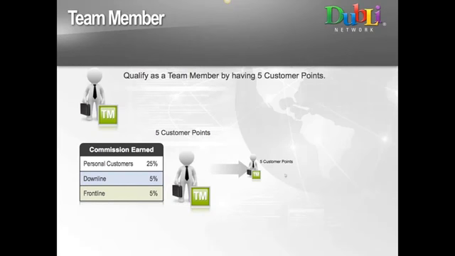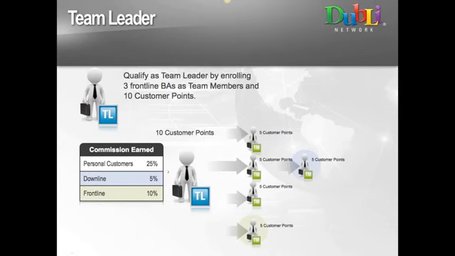Also, they earn the 5% on all the customer transactions that their personally enrolled team member will also have. Once they've enrolled 3 individuals that qualify as team member, they will pick up an additional 5%, and they get the promotion to team leader, which is the second rank. They pick up that additional 5%, which gives them now a total of 10. That's their earning capability.